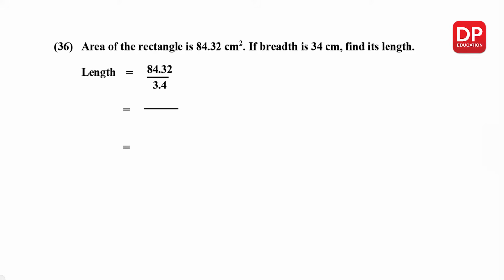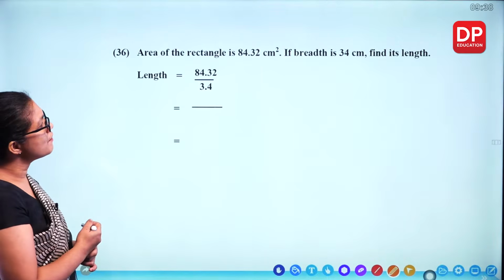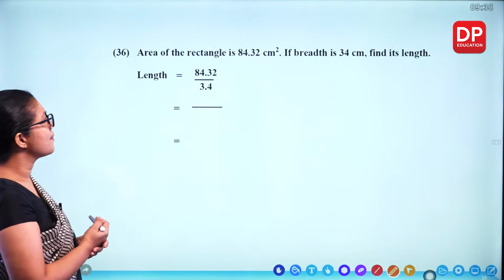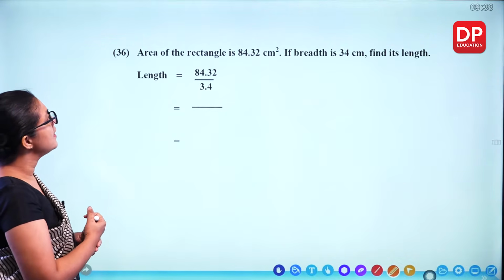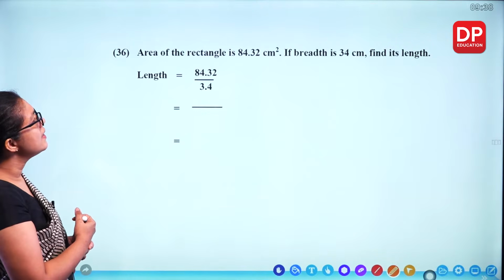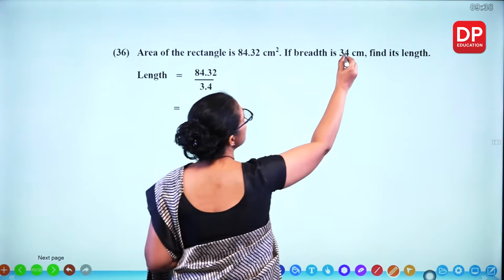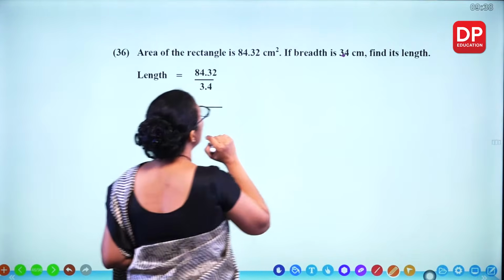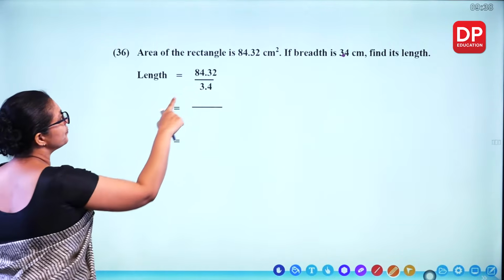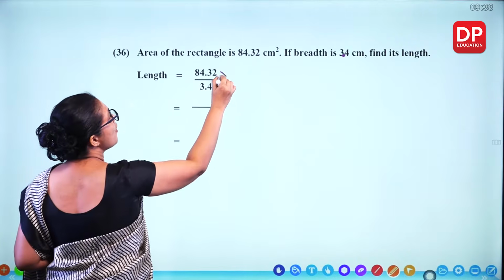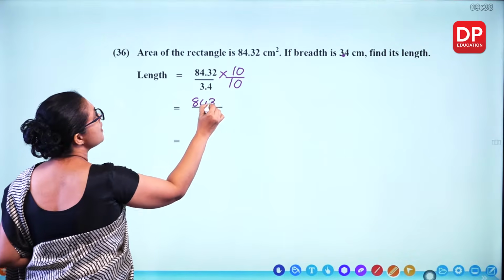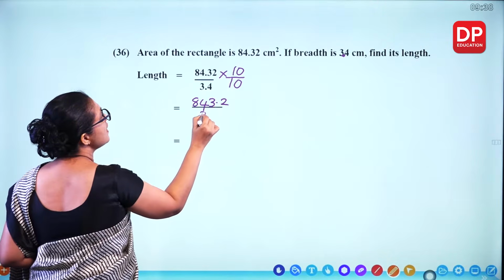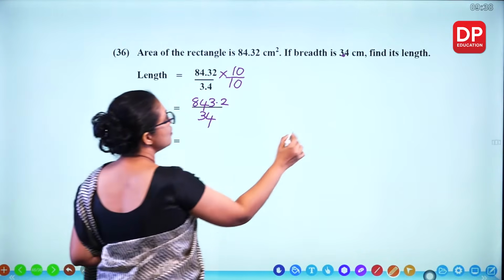Look at this question. Area of the rectangle is 84.32. If breadth is 34 centimeters, find its length. So, what you do to find the length? Area divided by the breadth. 84.32 divided by 3.4. Here, this one is 3.4. So, what you do? Get rid of this decimal point, you multiply by 10. You get 843.2 divided by 34. Use long division.